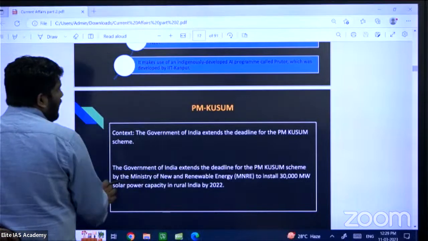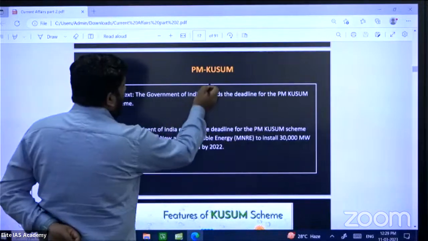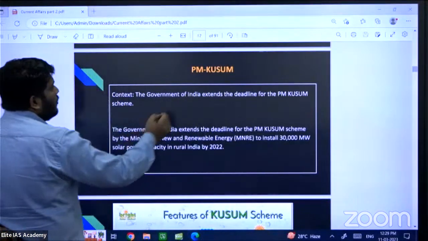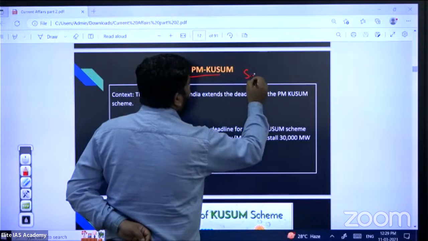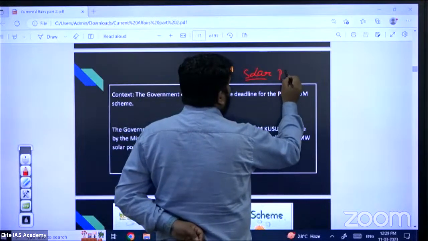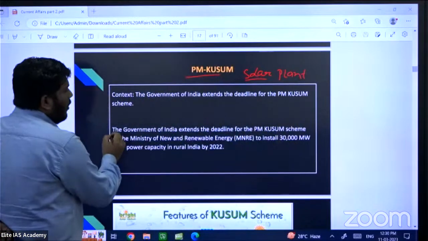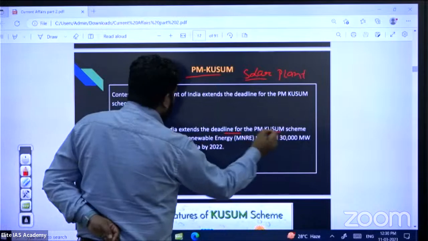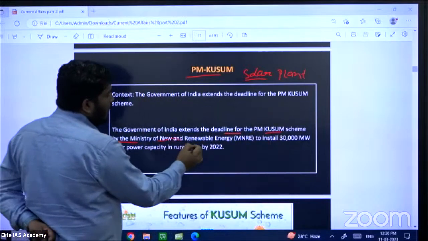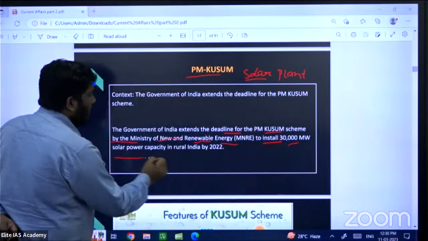Okay. So coming to the next topic, it is about PM Kusum. Again, I have already explained that it is related to solar plants, where the government is giving subsidy to install solar plants. The government of India extended the deadline of the PM Kusum scheme by the Ministry of New Renewable Energy to install 30,000 megawatt solar power capacity.